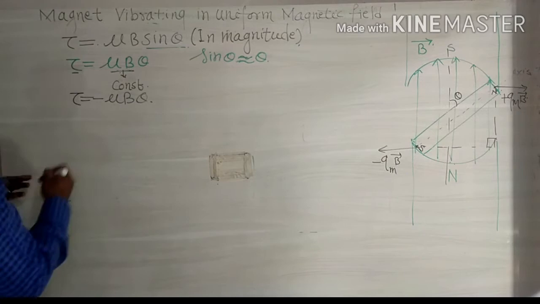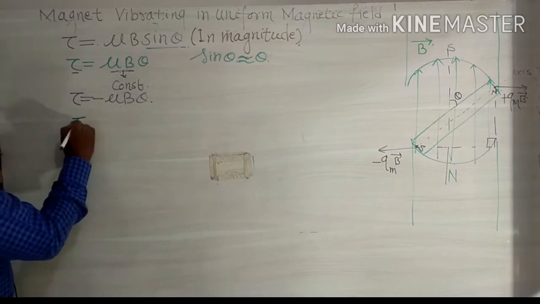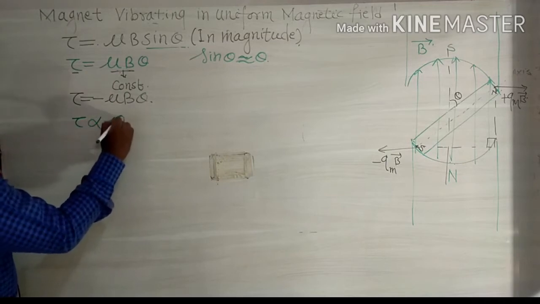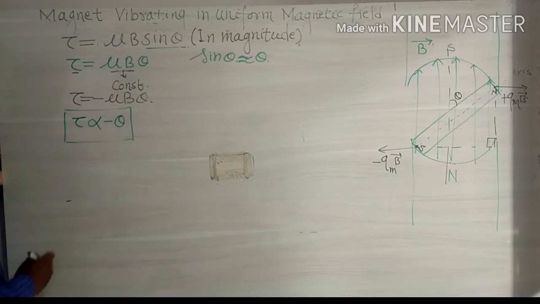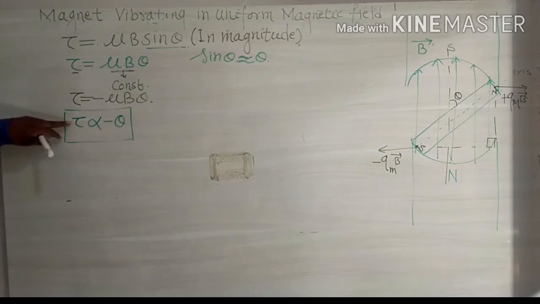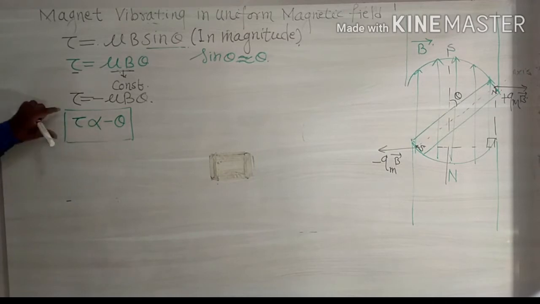So torque, mu and B are constant. So let us write that torque is directly proportional to minus theta. And we know that is the condition of simple harmonic motion, angular simple harmonic motion. The restoring torque is directly proportional and oppositely directed to the angular displacement, which means it performs angular simple harmonic motion. So that condition is satisfied.